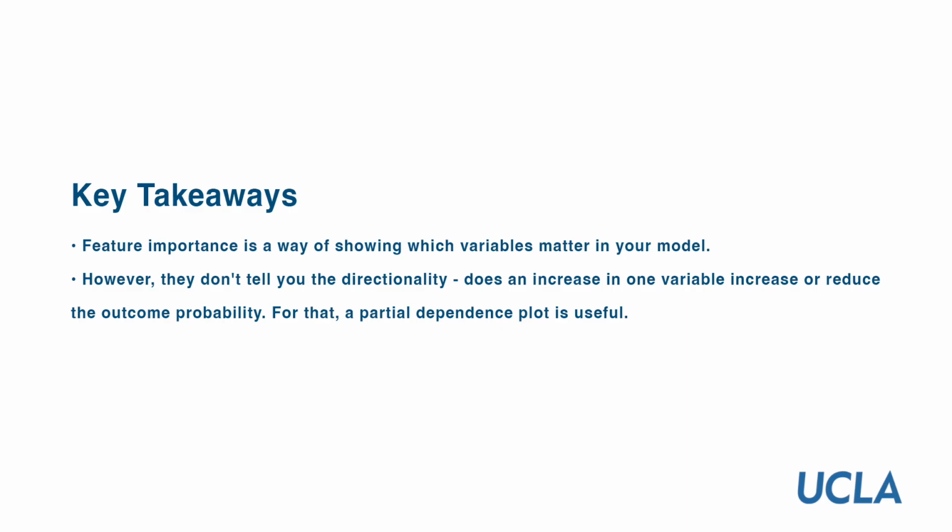So we'll leave this lecture here. The feature importance is a way of showing which variables matter in your model, but they don't tell you the directionality. And for that, partial dependence plots, as well as some more sophisticated approaches that we didn't look at here, like SHAP values, are very useful in that regard.